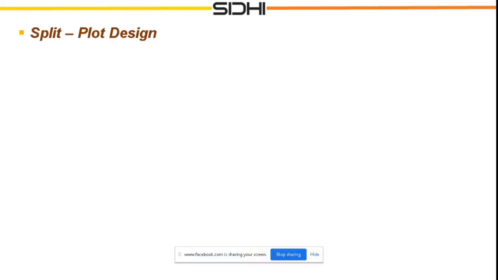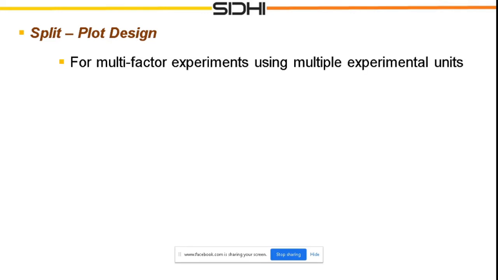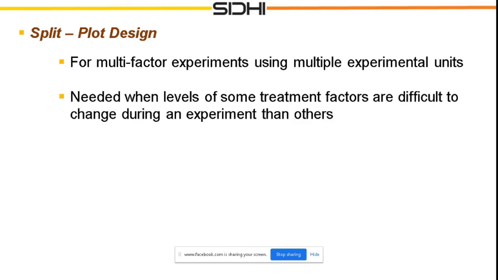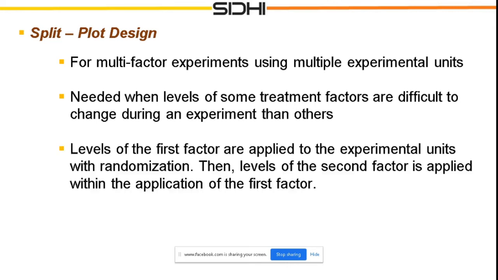Okay, next is your split plot design. So this is for a multi-factor experiment using multi-experimental units. Okay, so you have different factors playing and you have different experimental units. So it is needed when levels of some treatment factors are difficult to change during an experiment. So that means you cannot really contain or control that factor. And of course, if you cannot control it properly, it will have a huge effect in your experiment, which is why this design is perfect for that.